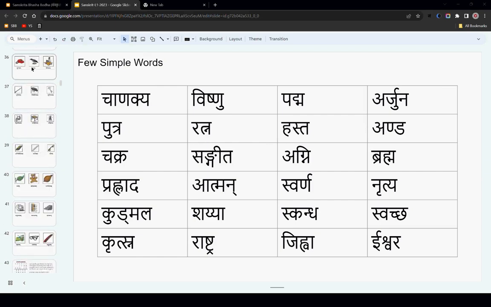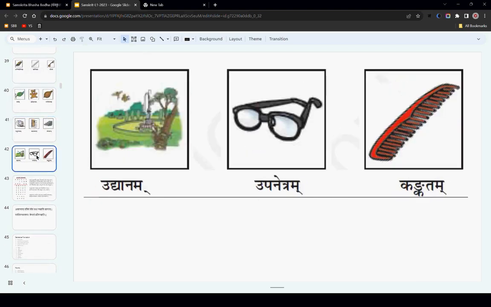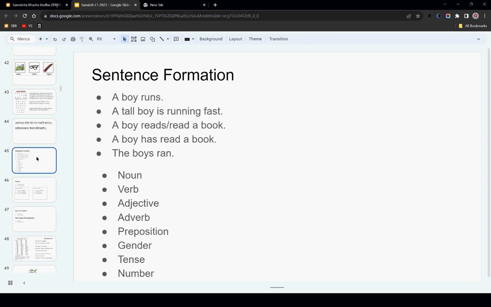So we'll move ahead. There are some slides here which have more words. You can do that later at home. Now coming to sentence formation, if you look at the English sentences, how are they formed? Examples are given here. A boy runs, a tall boy is running fast, a boy reads or read a book, a boy has read a book, the boys ran, etc.